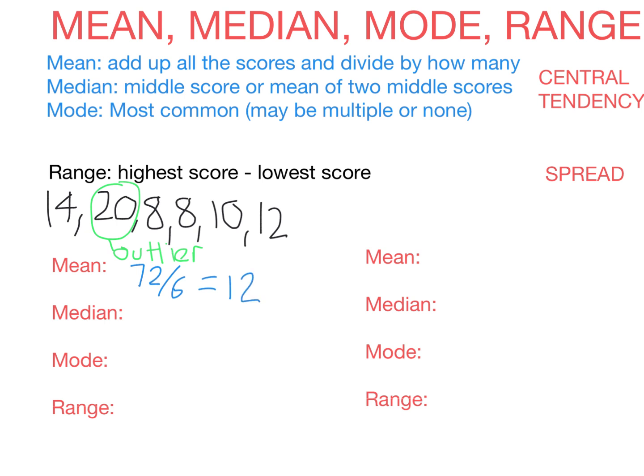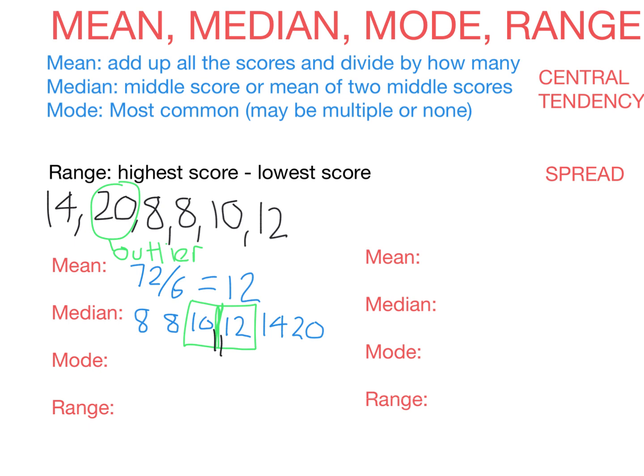Now let's calculate the median. The median's the middle score, but it must be when the scores are in order. So the first thing I need to do to calculate the median here is write the scores in order from smallest to largest. Now here there are 6 scores. When the number of scores is even, there will be 2 middle scores. So when you have 2 middle scores, the median is halfway between. If you're not sure what the number halfway between is, you add these 2 up and divide by 2. So 10 plus 12 is 22, divided by 2 is 11. The median's 11, it's halfway between the 2 middle scores.